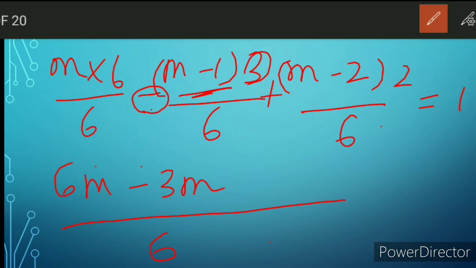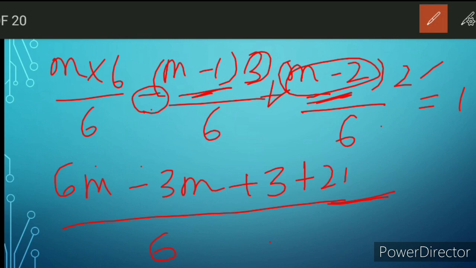Minus 3 into minus 1. 3 into 1, 3. Minus and minus is plus, plus 3. Similarly, this term we should multiply with 2, with the plus sign. Plus 2. Okay. If you multiply with the plus sign, there is no sign change here. 2 into m, plus 2m. 2 into minus 2, minus 4, is equal to 1. Understand? I just multiplied the numerator terms with the sign and number.